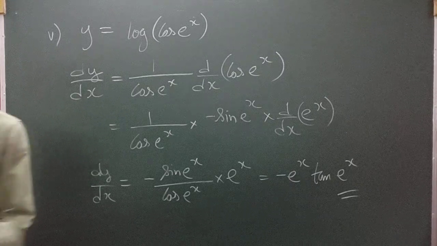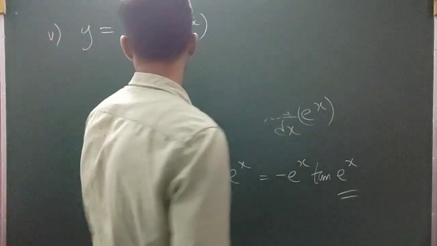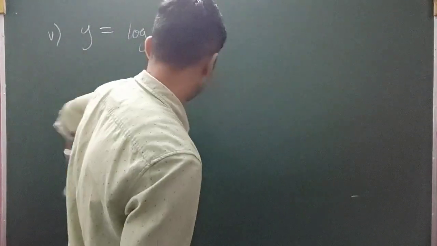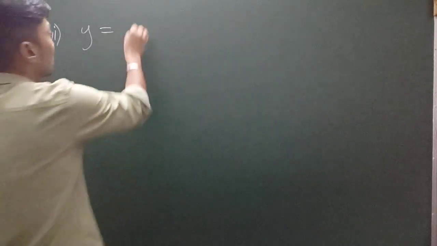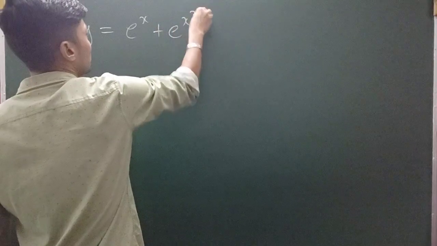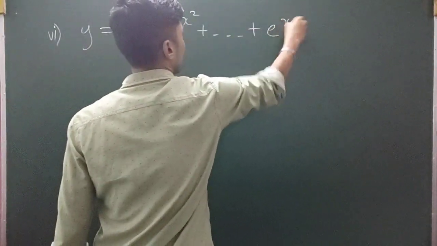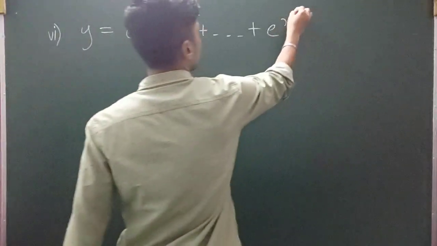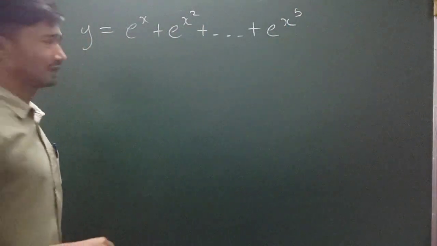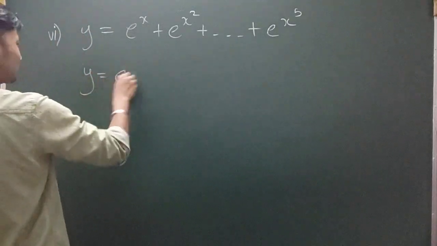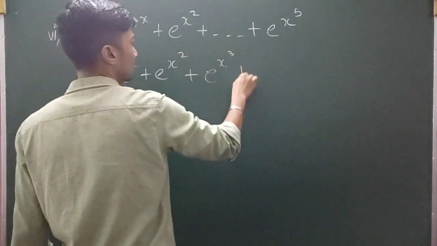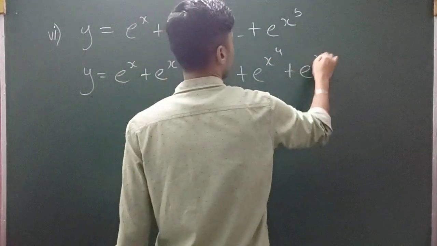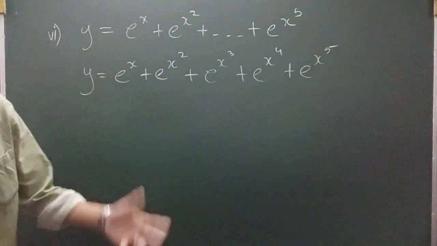Alright, let's move on to the next question, number 6. E power x plus e power x square plus dot dot dot plus e power x power 5. Okay, what do you mean by this question? It's simple, they were just lazy. So let us not be lazy, let's write down: e power x, dot dot dot means e power x cube plus e power x power 4 plus e power x power 5. That's the simple meaning, if you fully expand.